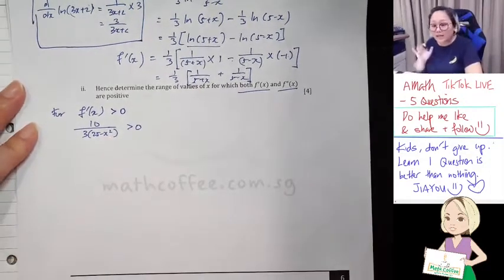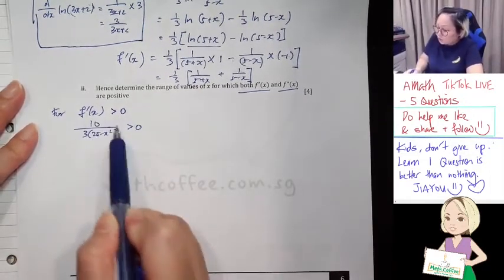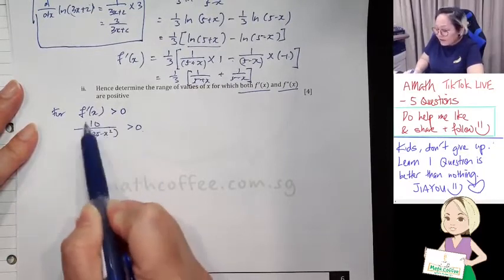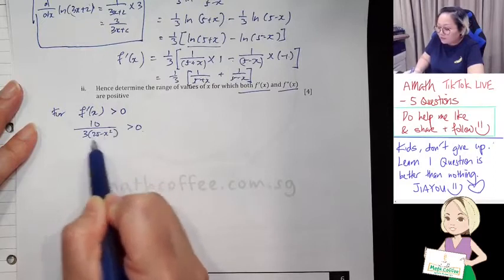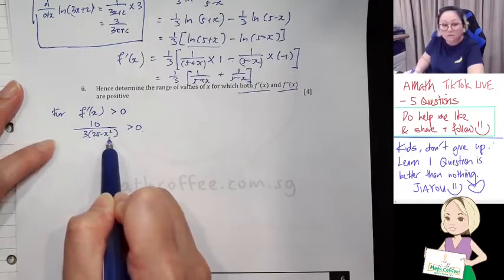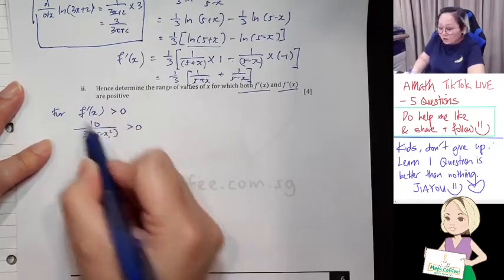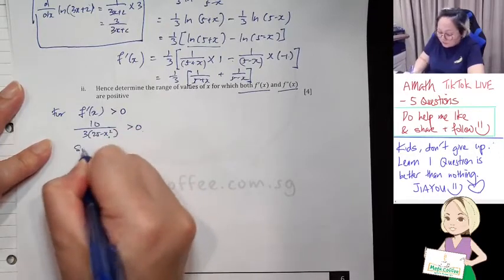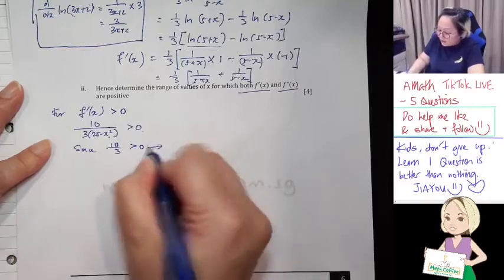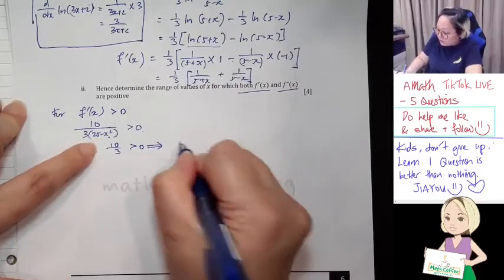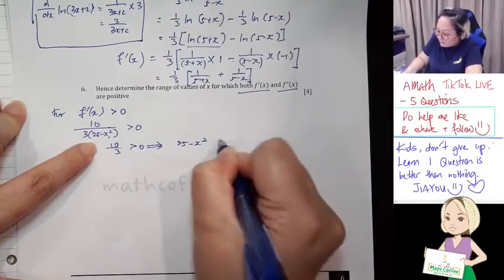So now let's analyze this thing. For this whole thing to be positive, because 10 and 3 is already positive, I need to just make sure that this bracket with the x must be positive. Agree? Okay, so I will say, since the 10 over 3 is already positive, I need to make sure that my 25 minus x squared must be positive.